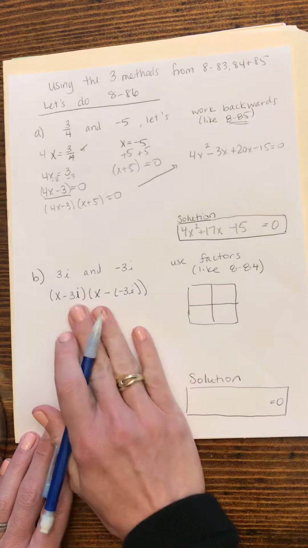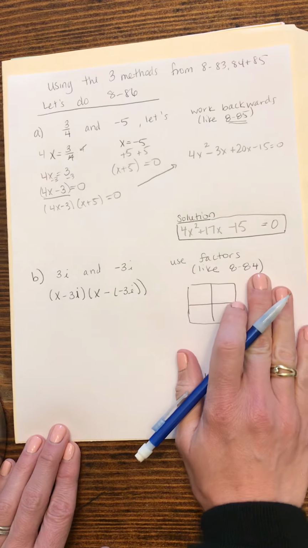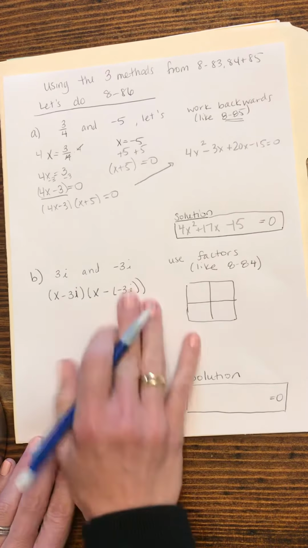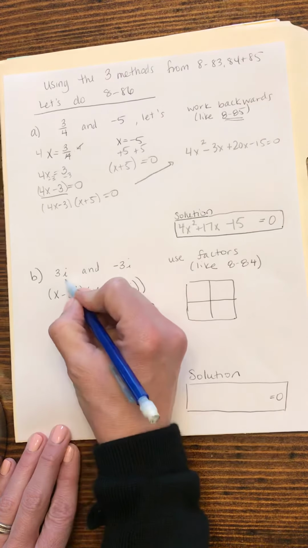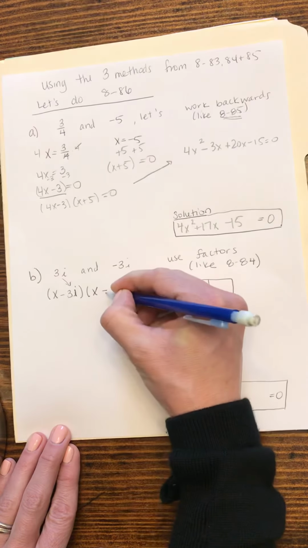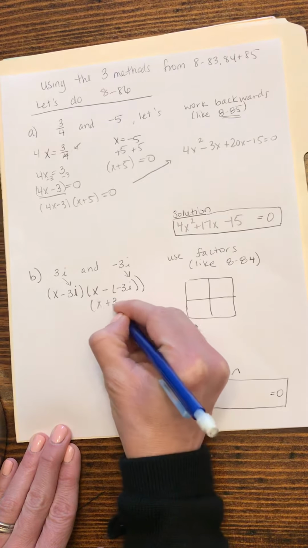Now the next method is using the factors like 8.8.4. If you look back to that problem, this is the same idea. So this time I'm going to take x minus the solution. So x minus 3i, and be careful here, x minus a negative 3i. So that's really x plus 3i.